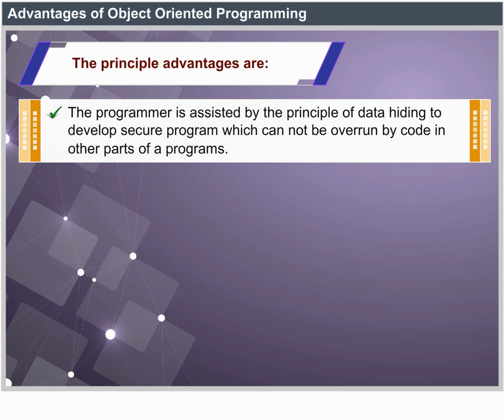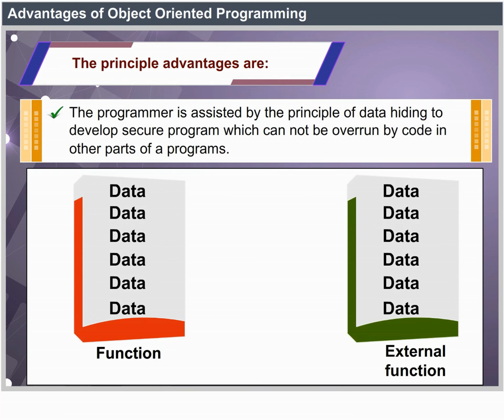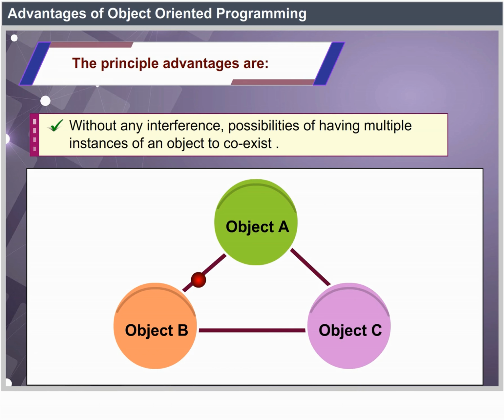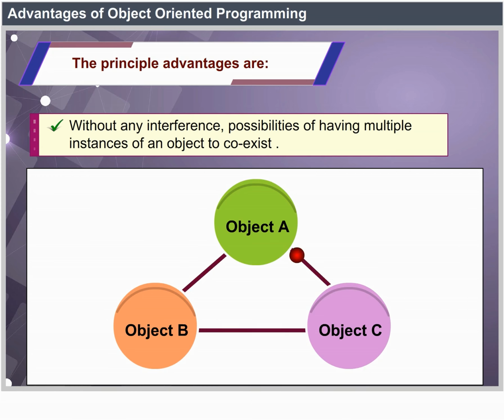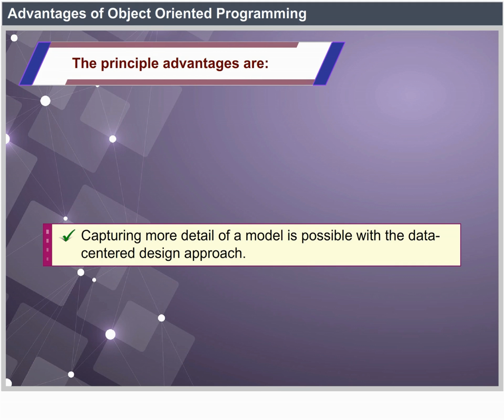The principle of data hiding helps the programmer to build secure programs that cannot be invaded by code in other parts of the program. It is possible to have multiple instances of an object to coexist without any interference. It is possible to map objects in the problem domain to those in the program. It is easy to partition the work in a project based on objects. The data-centered design approach enables us to capture more detail of a model in implementable form.